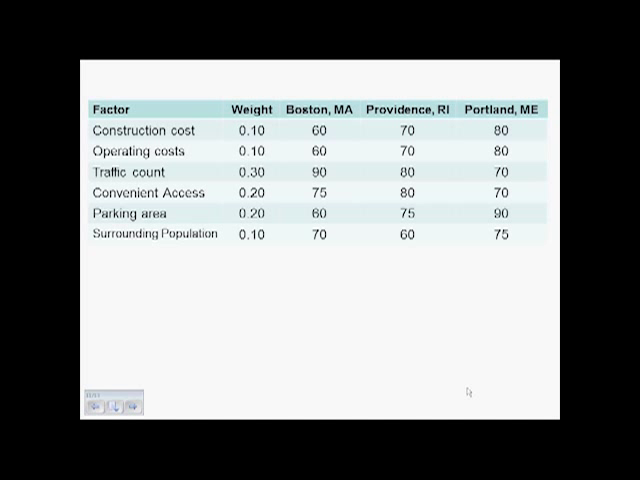So when we go to figure this out, we literally take the weight and we multiply it by the score that it received. And then just like those weighted averages we did before, what we're going to do is sum it up. So I'm going to start with Boston, Mass. And I'm going to take the weights for each factor and apply them, or multiply them, to the scores for each factor that Boston got.